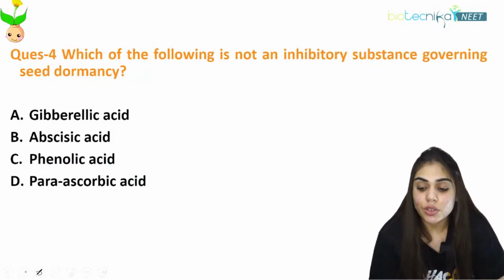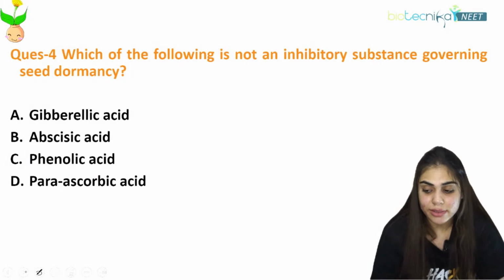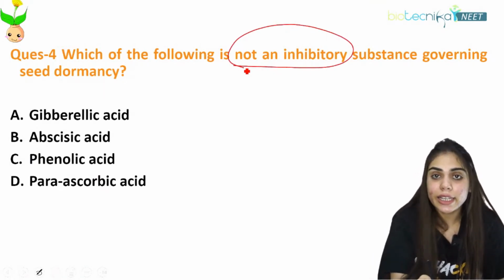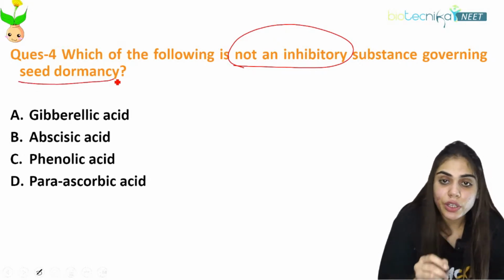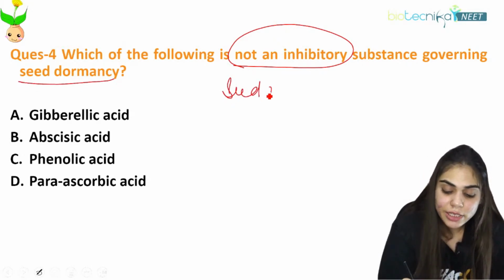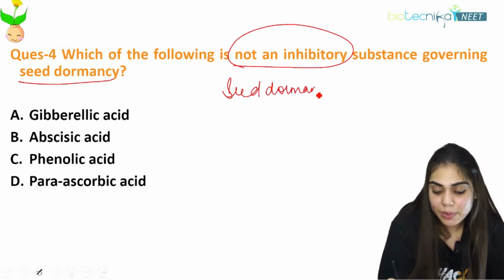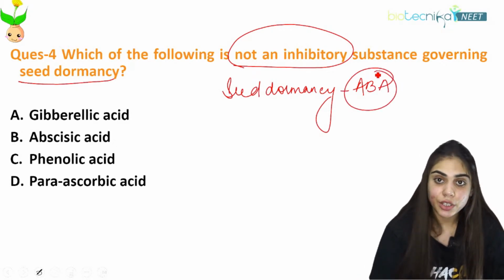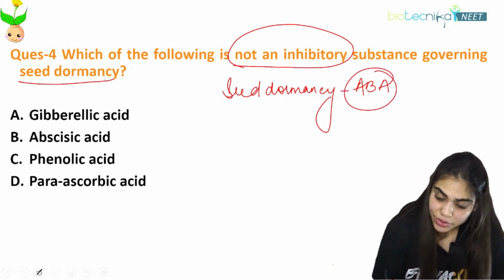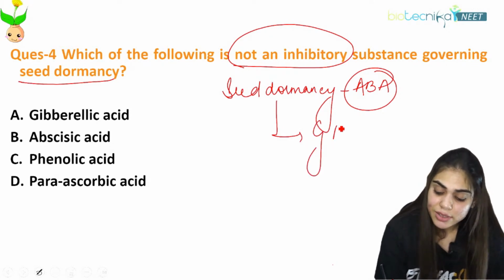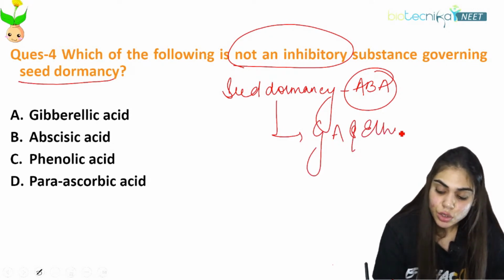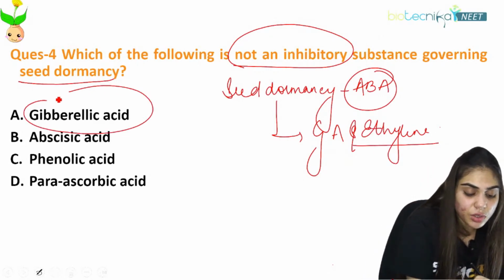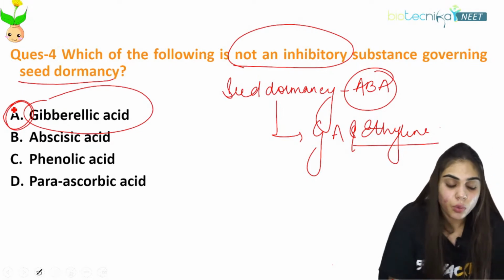Which of the following is not an inhibitory substance governing seed dormancy? Not an inhibitor of seed dormancy. So we all know that for seed dormancy, the inhibitor is abscisic acid, but they are asking which is not an inhibitor of seed dormancy. It is gibberellic acid as well as ethylene. So we'll see what is there in the options. Gibberellic acid is there in the options, so we'll pick this option and the answer goes right.